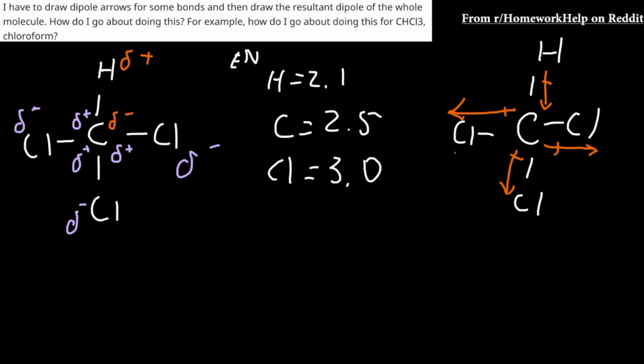Now, something your teacher may also require you to do is draw a net dipole. So for the whole molecule, where are the electrons? For the whole molecule, the net dipole would be like this. Or your teacher might want you to use delta positive and delta negative.